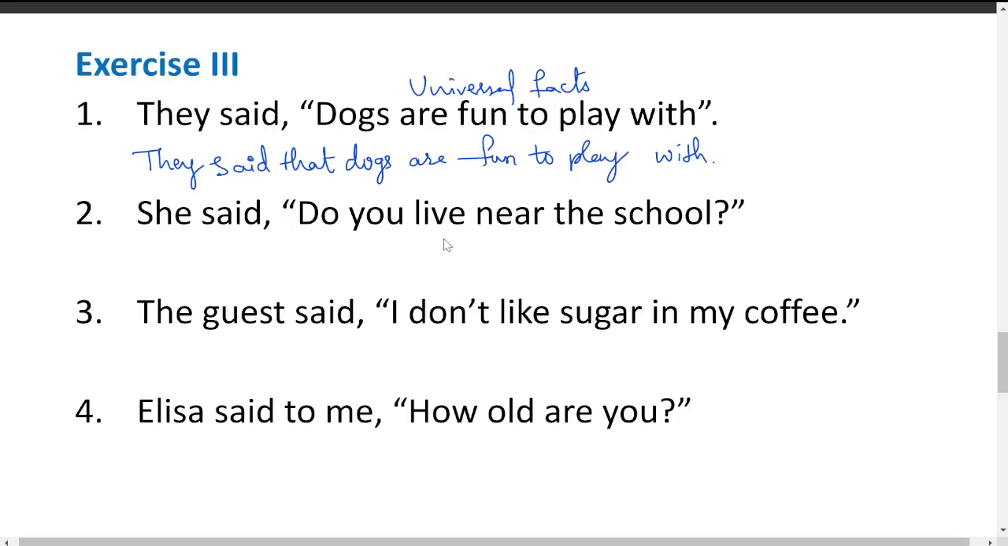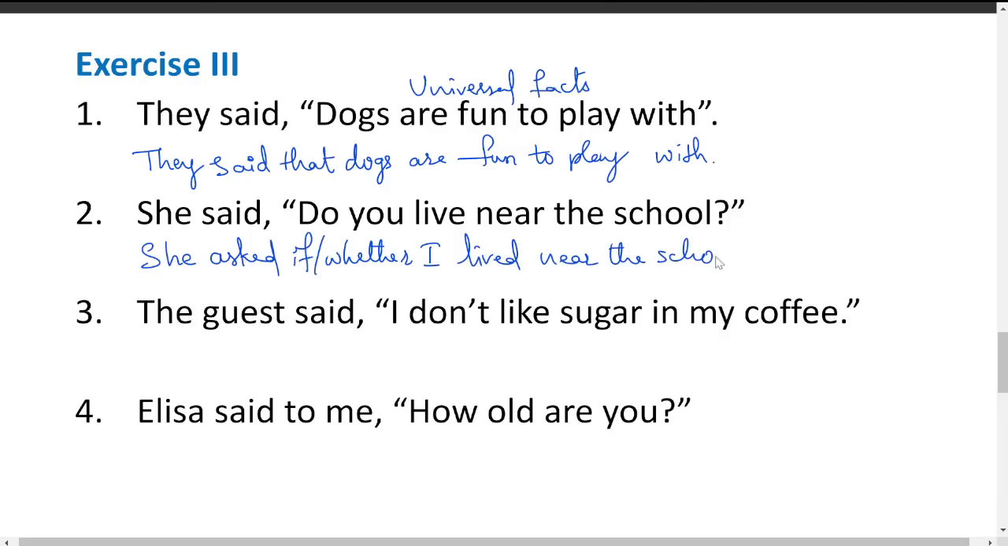Next one, she said, do you live near the school? Now, this is a question. In the question, the reporting verb changes a little bit. She asked, and the reporting conjunction here would be if or whether. If or whether. You changes to if or whether I lived near the school. Now you would ask me, sir, what is happening?